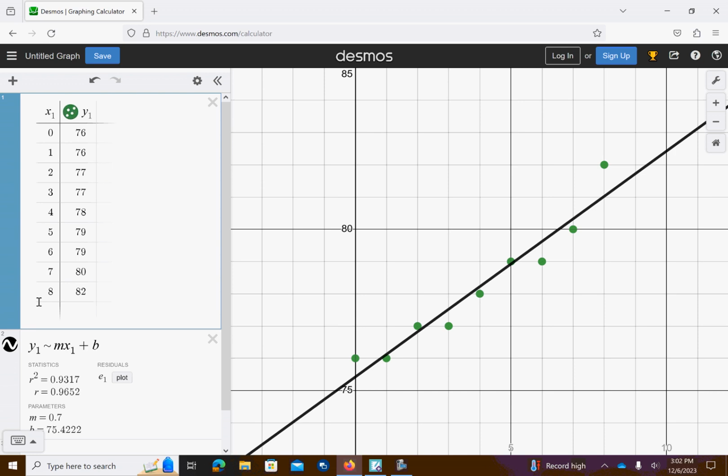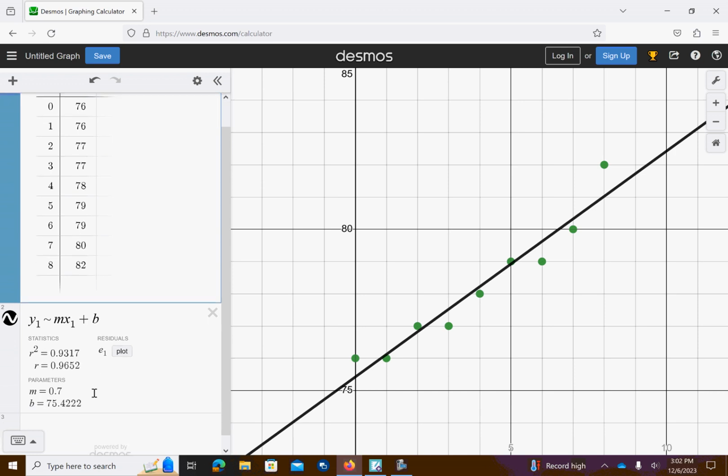So calculate and find the equation of a line of best fit. Our equation is going to be y equals 0.7x plus 75.42. Interpret the correlation. Well, the correlation is strong positive. We have a positive slope. This is also positive, so strong positive. Interpret the y-intercept. So the y-intercept is 75.42.